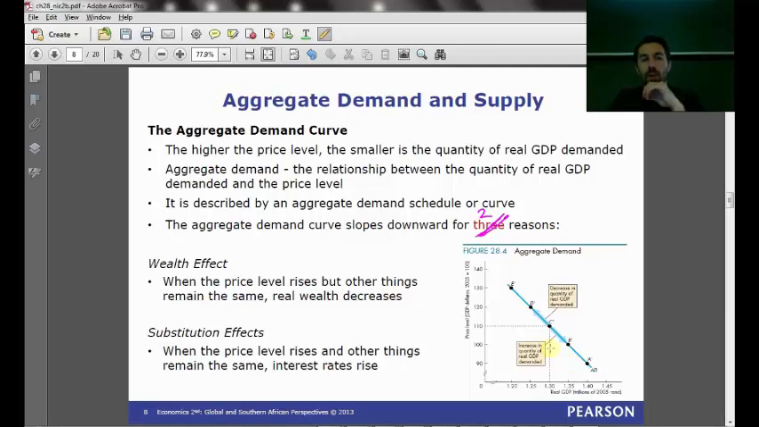Wealth effect we showed when we derived the aggregate demand curve from the aggregate expenditure model directly. Substitution effect we saw when we derived aggregate demand from the ISLM curve. If you can't remember, it's in the videos. You can go back and watch those. Or you can ask me, but we're not going to do it here.